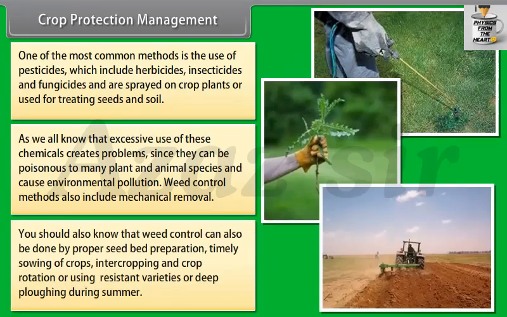You should also know that weed control can also be done by proper seed bed preparation, timely sowing of crops, intercropping, and crop rotation, or using resistant varieties or deep plowing during summer.